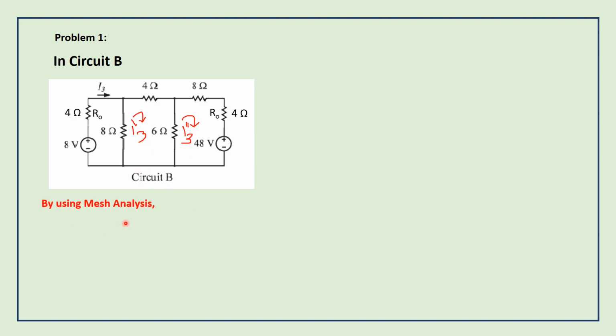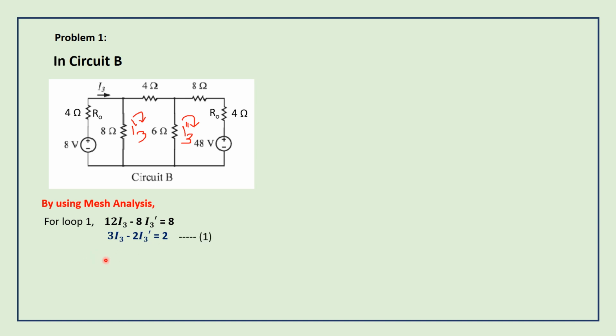By using mesh analysis, we can use the Cramer's rule directly. I have written the equations first. For loop 1, by using Kirchhoff's voltage law, 4 plus 8 is 12, 12I3 minus 8I3 dash equal to 8. So which can be simplified as 3I3 minus 2I3 dash equal to 2.